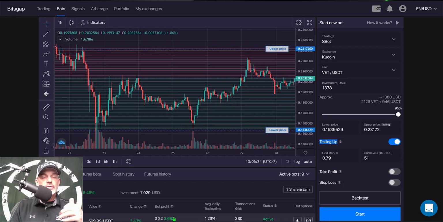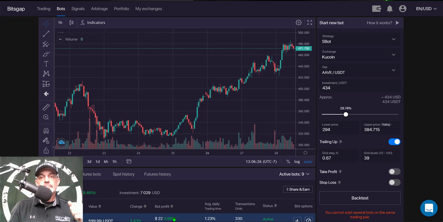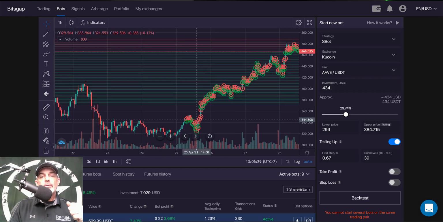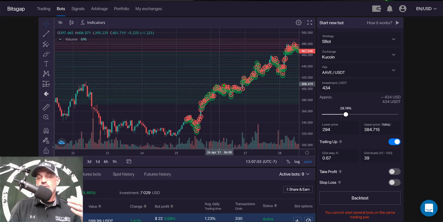And if we jump back over here to Aave, you can see I deployed the Aave bot back here with the trailing up feature enabled. Had I not, around this point in time up here at prior resistance, the bot would have stopped trading once it broke resistance, and as you can see, that actually did act as resistance. And once it broke above there, my bot would have been done because this is the area I had my upper limit set at.